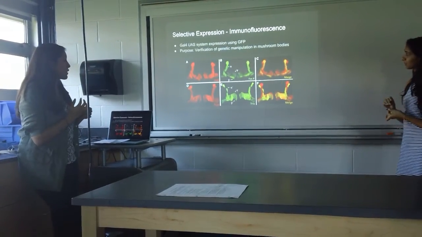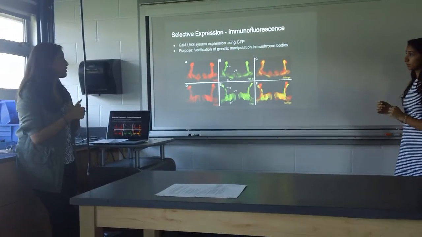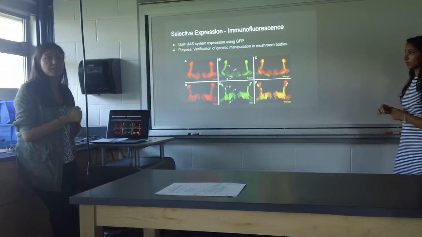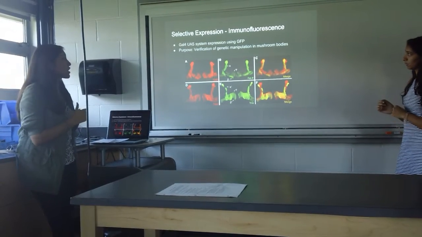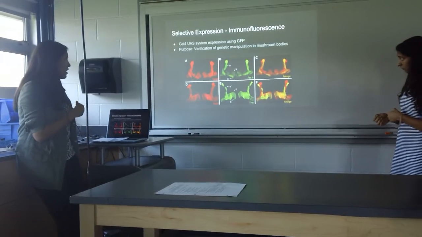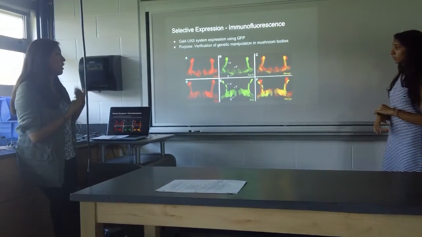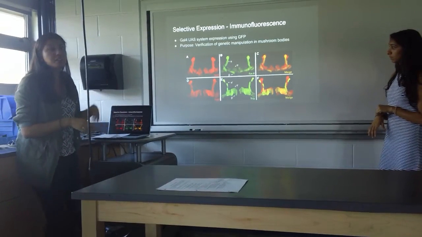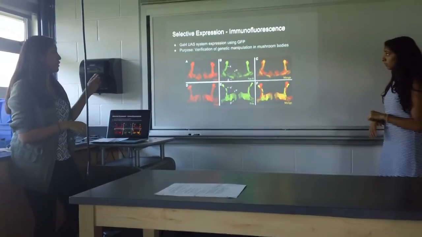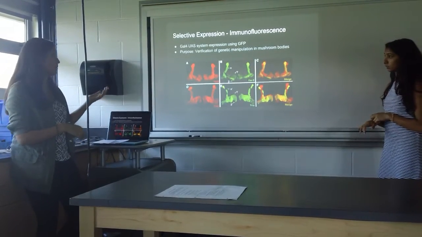For the selective expression part, we're going to be using immunohistochemistry basically just to validate that our genetic manipulation has worked. Immunohistochemistry is under the umbrella of immunofluorescence, so that's basically just an important application of antibodies to determine the distribution of an antigen in a specific area. So basically you'll have your antibody that will chemically correspond with a fluorescent dye, so let's say like GFP or something.